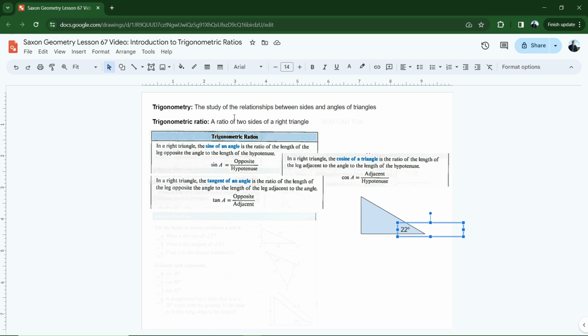Now, let's say that I wanted to know this side of the triangle.